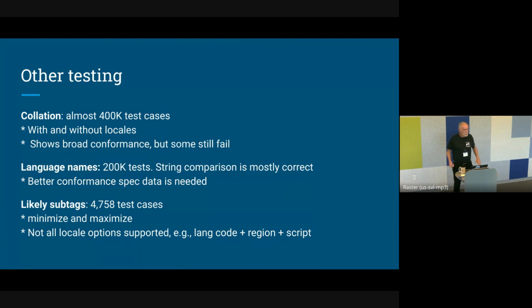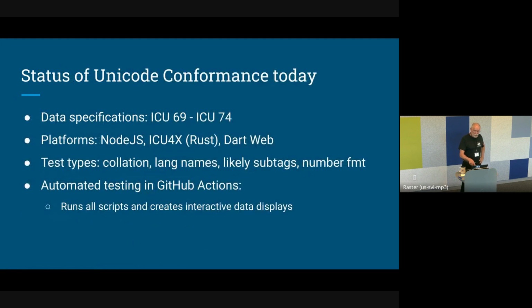It turns out a couple 100,000 tests are mostly working in all of these platforms, but we have some things to figure out. We have to figure out our test data properly, and we have to make sure that all the implementations are correct. Likely subtags are also used, a much smaller set of test cases, and I'm not going to go into the details here, but many of these are still unsupported, especially when the locale is specified with the language code, the region, and the script. There's a lot that's not yet supported in all the platforms.